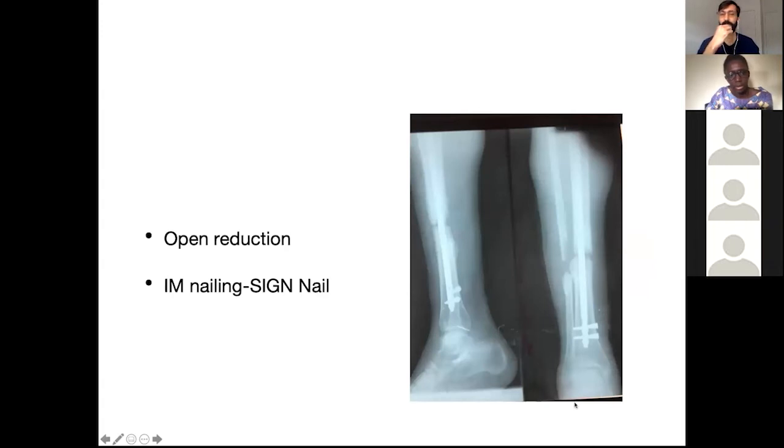So we had a SIGN nail in for him. There was a gap after the surgery when we did the x-rays.